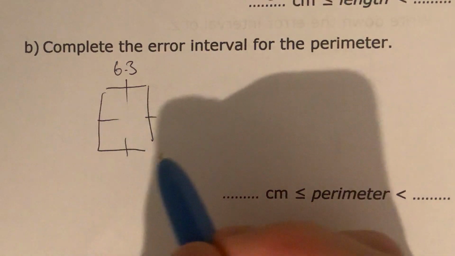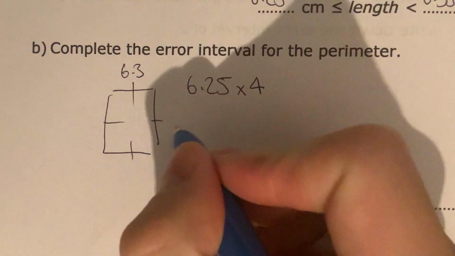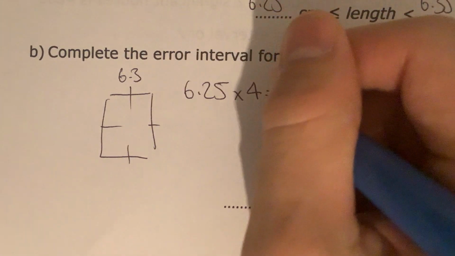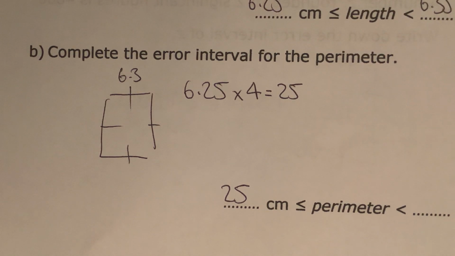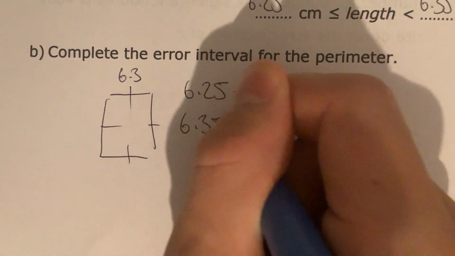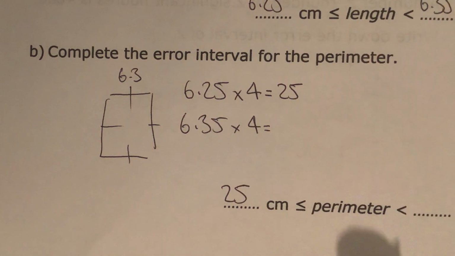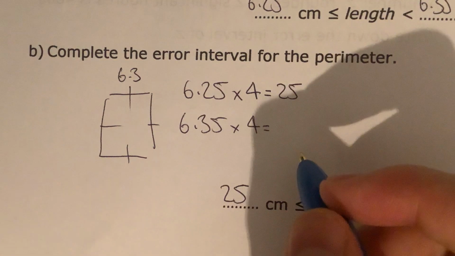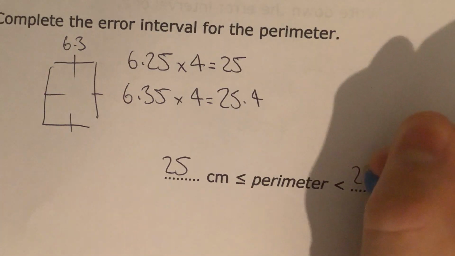Complete the error interval for the perimeter. So if it's a square, a quadrilateral, square. If I know each side is 6.3 to 1 decimal place, in order to work out my lower bound, I'm going to do 6.25 times by 4, because each side's the same and I'd be adding them up. So I've got 25 when I did that calculation. Upper bound would be 6.35 times by 4. So 26.4. Is that right? 25.4, sorry. 25.4 is my upper bound.